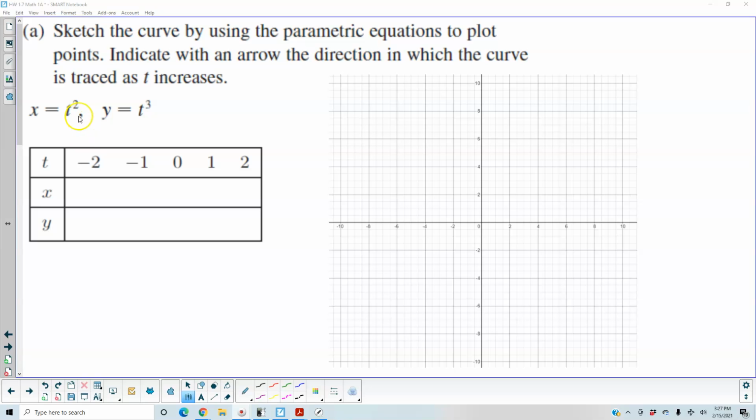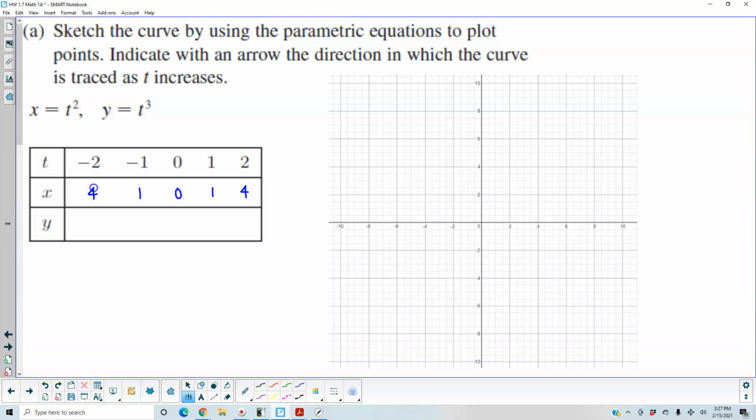If we take -2 and then square it for x, we're going to get +4. If we take -1 and plug it in for t and square it, we get +1. Plug in 0 and square it, we get 0. Plug in 1 and square it, we get 1. And plug in 2 and square it, we get 4.